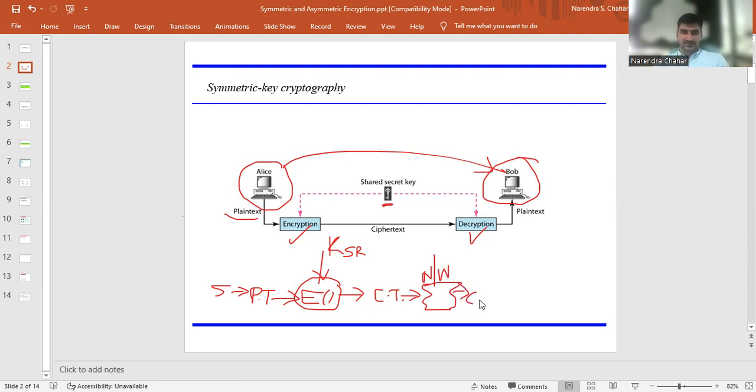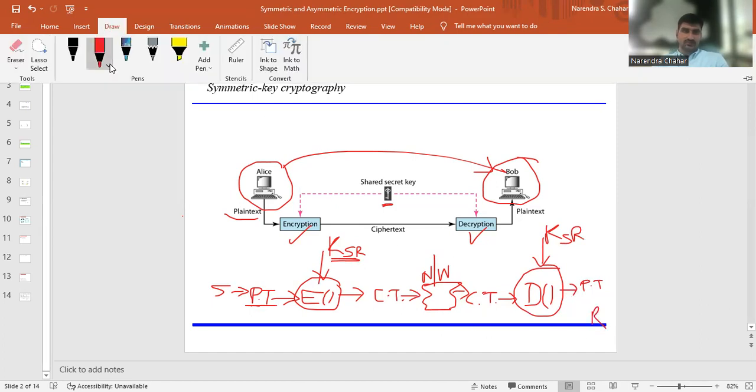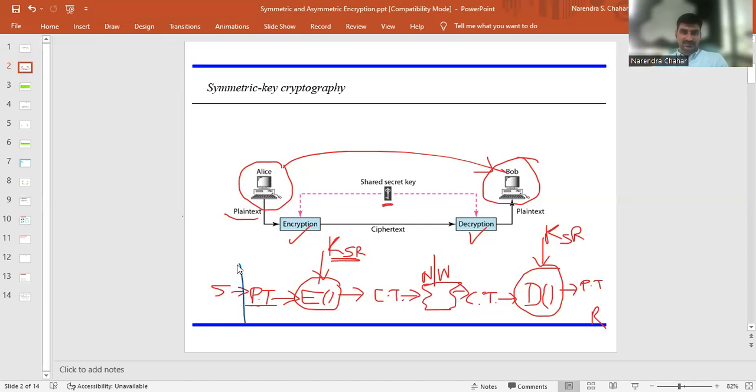Then at the receiver side, there is the ciphertext. This ciphertext is processed through the decryption function. This decryption is done using the same key which was used to encrypt the plain text, the key KSR, and the output will be the plain text. Now this is at the receiver side. So these things will be at the sender, and these things will be at the receiver side.